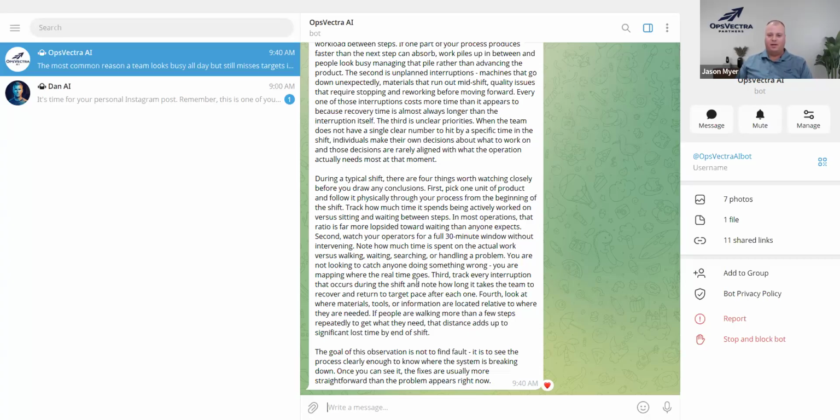Third, track every interruption that occurs during the shift and note how long it takes the teams to recover and return to target pace after each one. Fourth, look at where materials, tools, or information are located relative to where they are needed. People are walking more than a few steps. And then finally, the goal of this observation is not to find fault, but to see the process clearly enough to know where the system is breaking down. Once you can see it, the fixes are usually more straightforward than the problem appears.